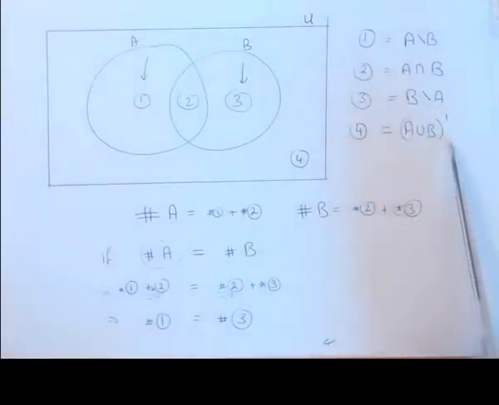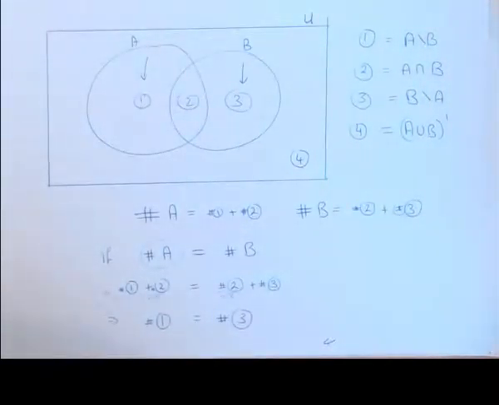Now you already know these symbols, so you'll know that area 1 is A less B. You'll know that area 2 is A intersection B. You'll know that area 3 is B less A, or B set minus A. And you'll know that area 4 is A union B complement. There may be another way to write that, but I'm writing it as A union B complement.